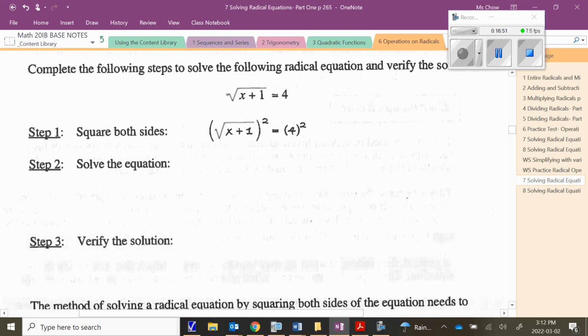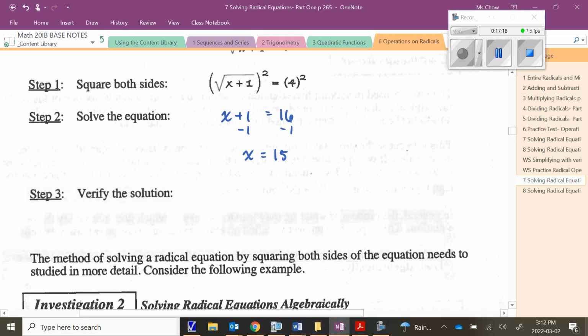So the only way that we can do it to start is to do the same thing to both sides. So we will square both sides. When we square this left side, the square basically cancels with the square root, so we're left with x plus 1, and then 4 squared is 16, and simply subtract 1 from each side, and x is equal to 15. Okay, and our verification, you guys already did that on the other page.